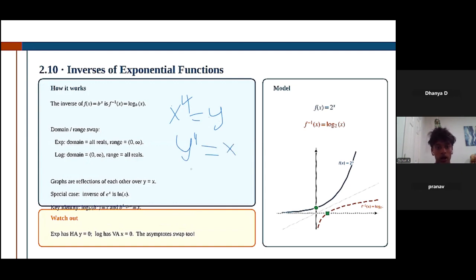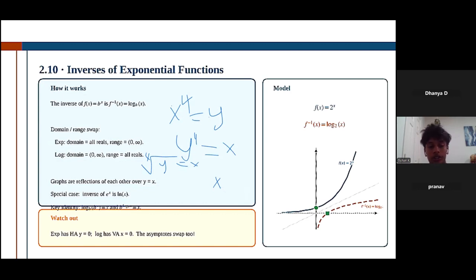So it becomes log, wait, sorry, log base y of x equals 4. And then to solve for x, it's just going to be the fourth root of y equals x.